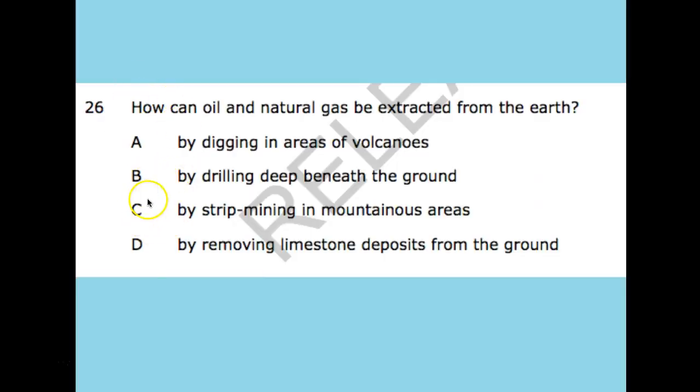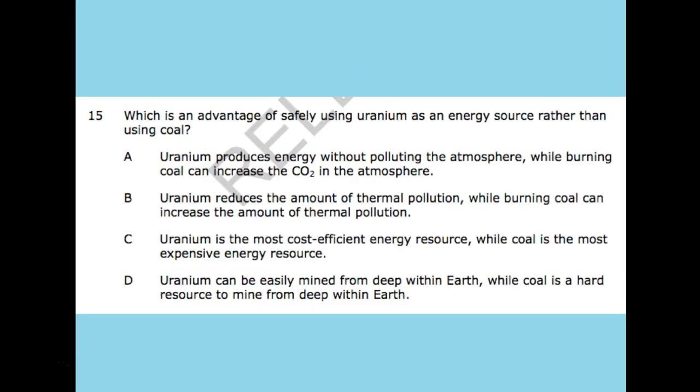Strip mining also is the one that was used specifically for extracting coal primarily, which is an advantage of safely using uranium as an energy source rather than using coal. So we know both of those are non-renewable sources. Coal is a fossil fuel. Uranium is going to be using or generating nuclear energy. So uranium is going to be splitting apart atoms. So it's going to be nuclear fission.